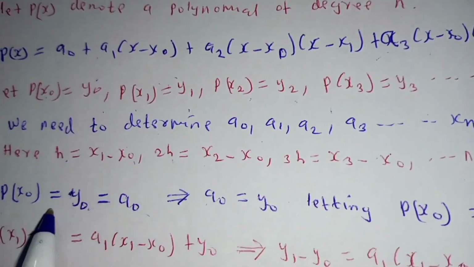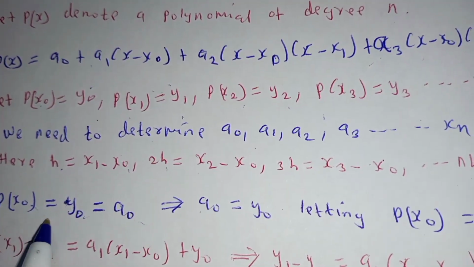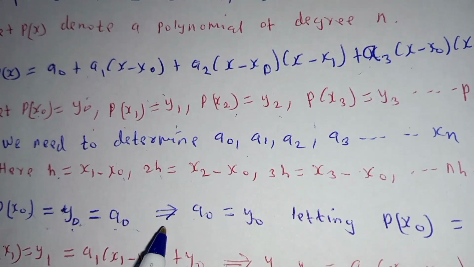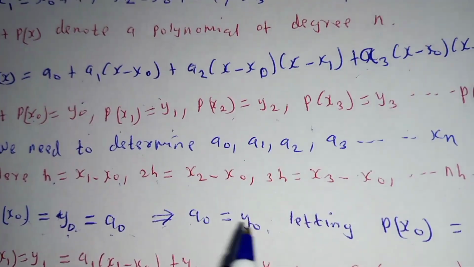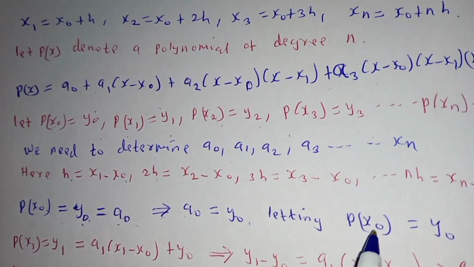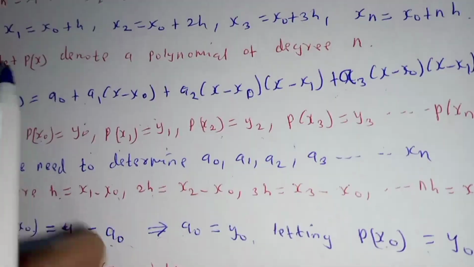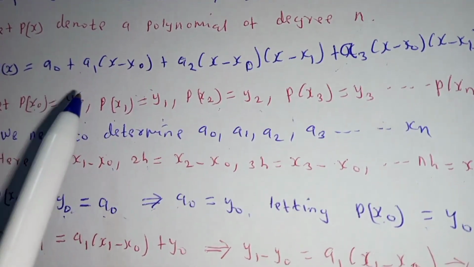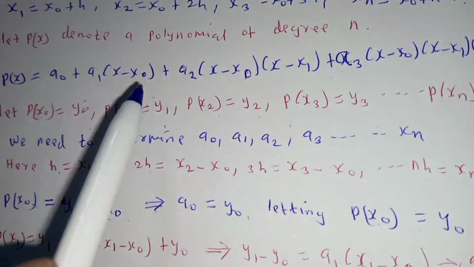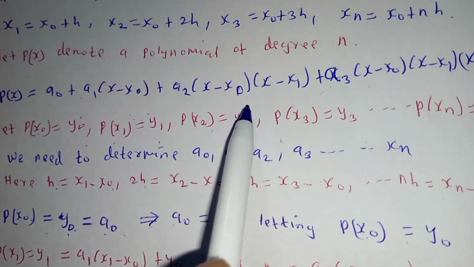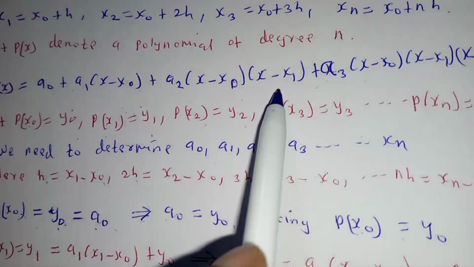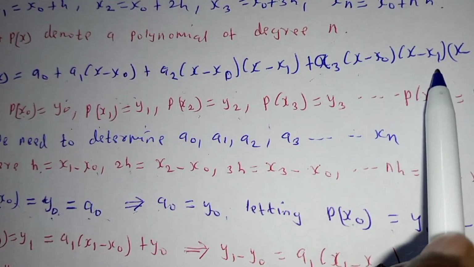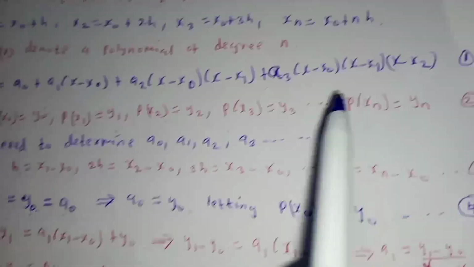Now, when p of x naught is equal to y naught, we are going to obtain that a naught is equal to y naught. Now from this equation, number 2, to obtain a1, we are going to let our x be equal to x1. When we let our x be equal to x1, our a2 term will reduce to 0, and our a3 term will reduce to 0, because we have x1 all the way to our last value.